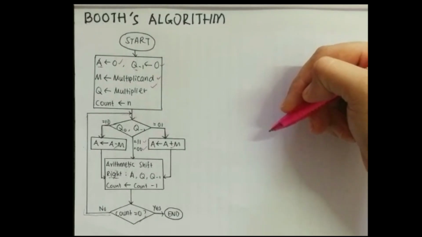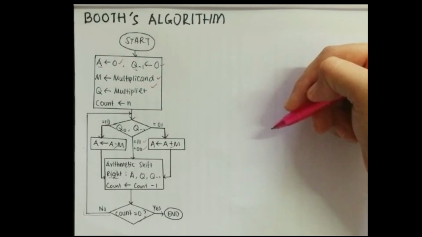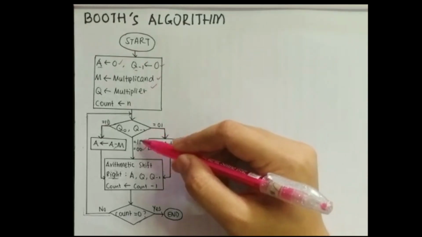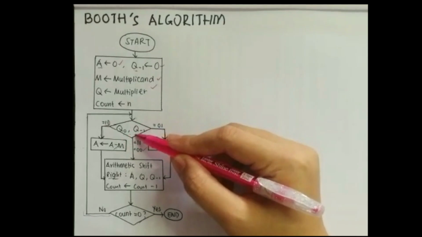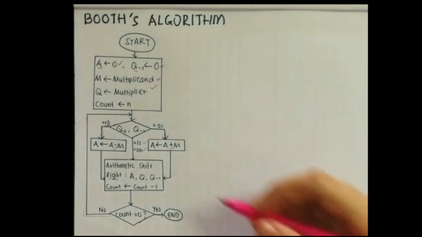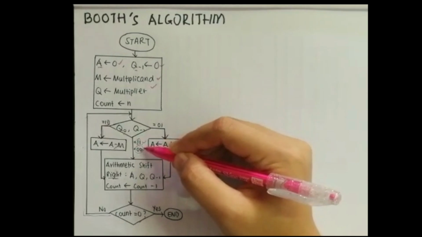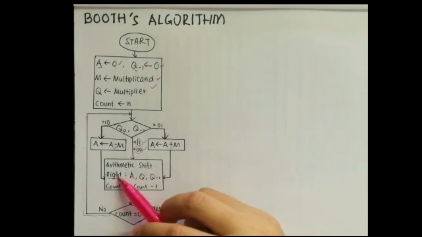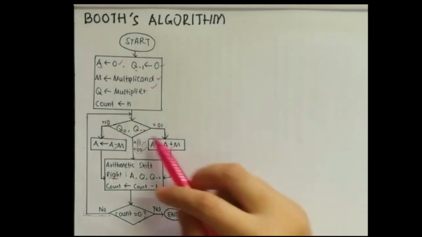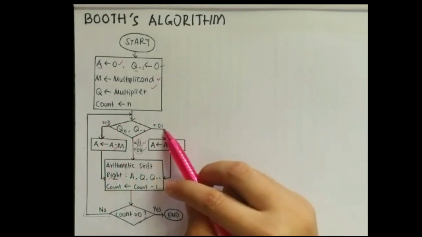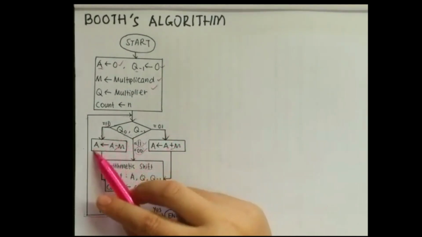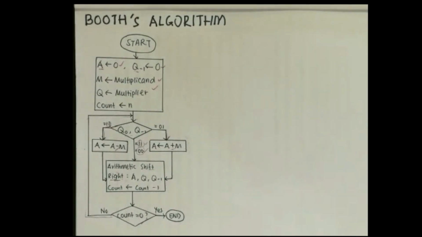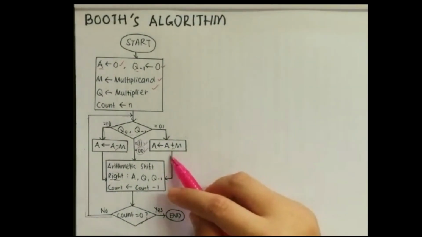Control logic scans the bits of the multiplier one at a time. As each bit is examined, the bit to its right is also examined. If the two bits are the same, 1, 1 or 0, 0, then all of the bits of the A, Q and Q-1 registers are shifted to the right 1 bit. If the two bits differ, 1, 0 or 0, 1, then the multiplicand is added to or subtracted from the A register. Following the addition or subtraction, the arithmetic shift right occurs.